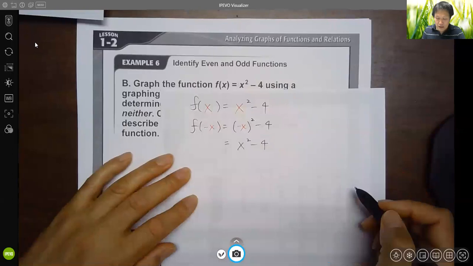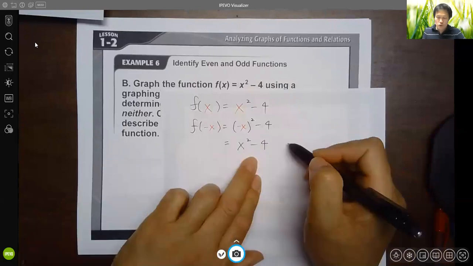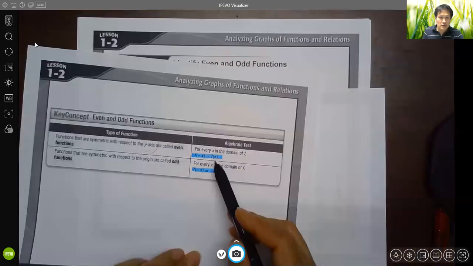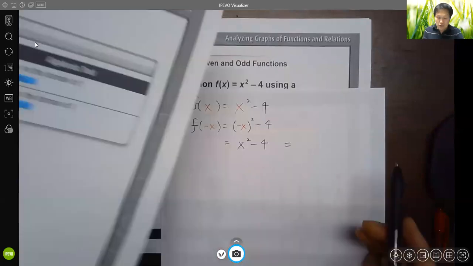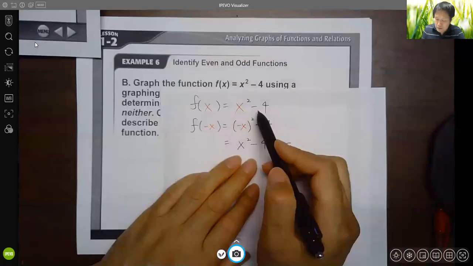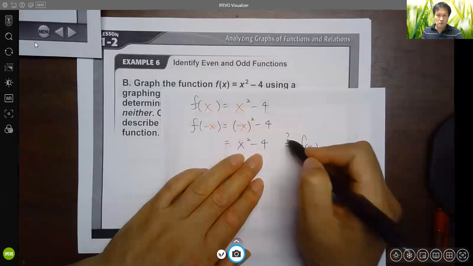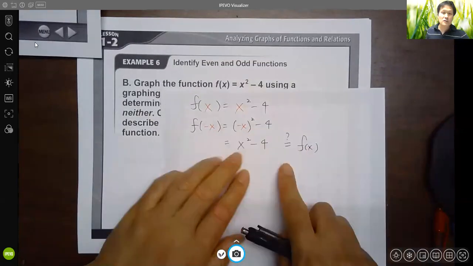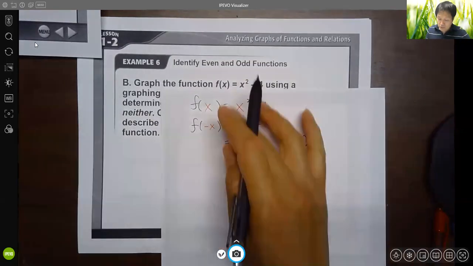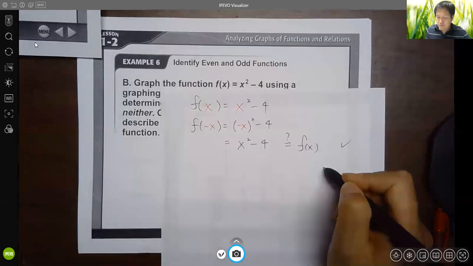You're checking, is that equal to f of x? F of x is the original. Is that equal to the original? Yes, they are exactly the same. So yes, it is even.